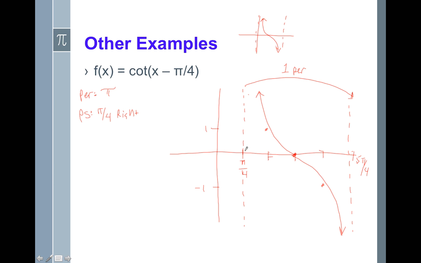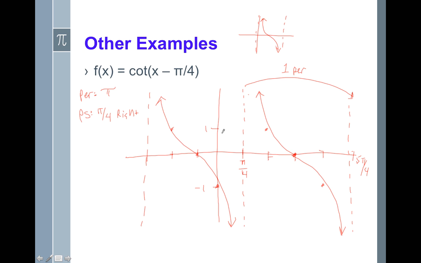If you felt like going the other direction, I would need 1, 2, 3, 4 more dashes going this direction. Another asymptote. Up, middle, down, and connect the dots. So remember, cotangent goes downwards and tangent goes upwards.